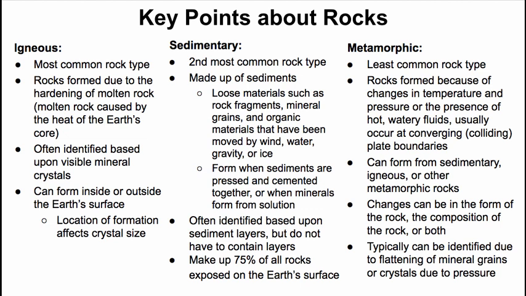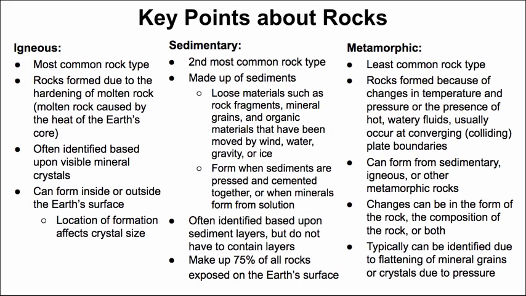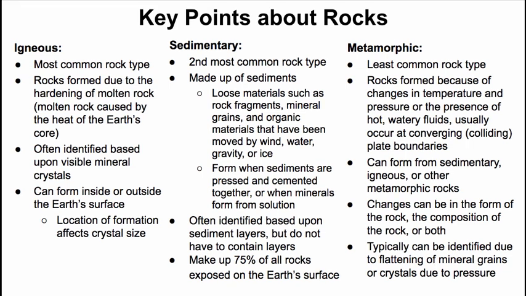These are the key points about the three types of rocks that we have on Earth. We have igneous, sedimentary, and metamorphic. Igneous is the most common type of rock. It's formed from the hardening of molten material, whether that be on or inside the Earth. And it's often identified based on its crystals and its color. So you have two identifying factors. Igneous rocks are identified by two factors: composition and crystal size, or location of formation.